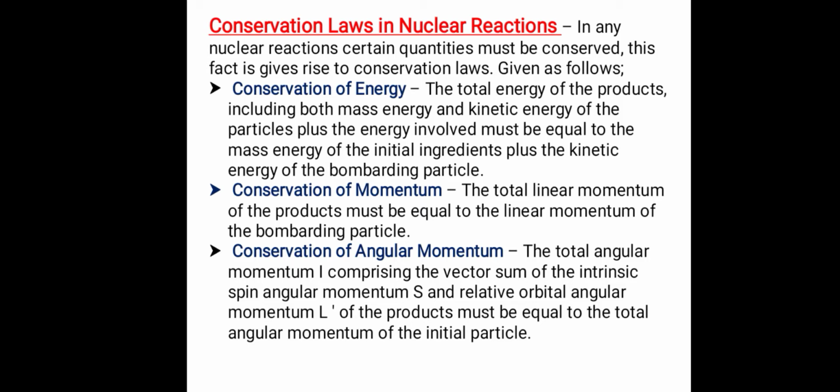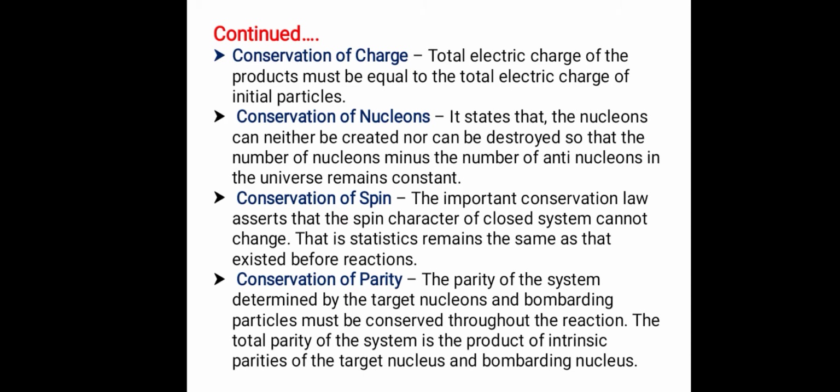First, what is total angular momentum? Total angular momentum is given by capital I, and that is equal to L plus S. In nuclear physics, angular momentum is represented by capital I, whereas in atomic physics, total angular momentum is represented by capital G. As the angular momentum of the product, I equal to L plus S, should be equal to the angular momentum of the initial particle. Next one, conservation of charge.